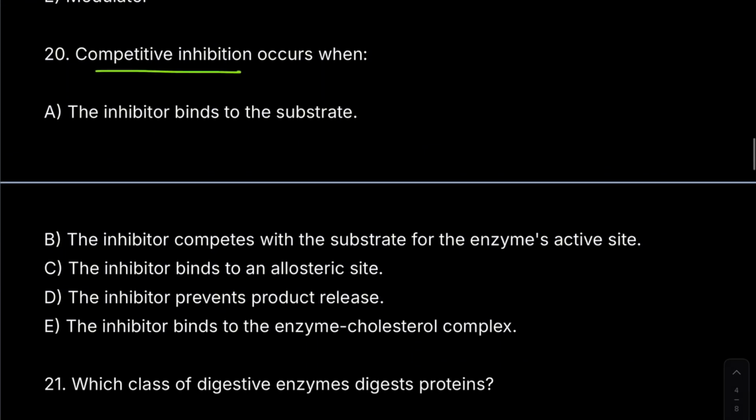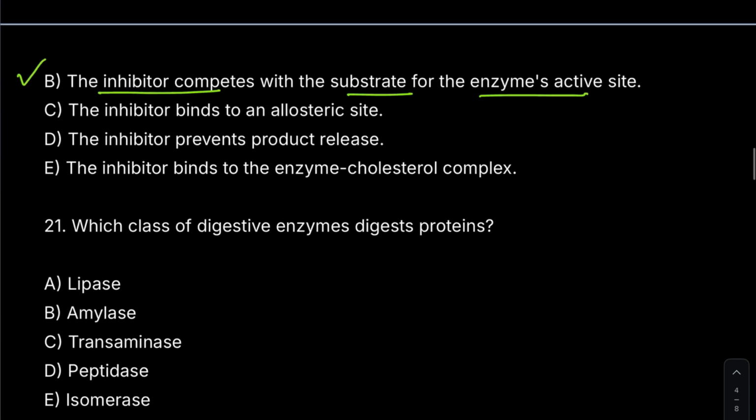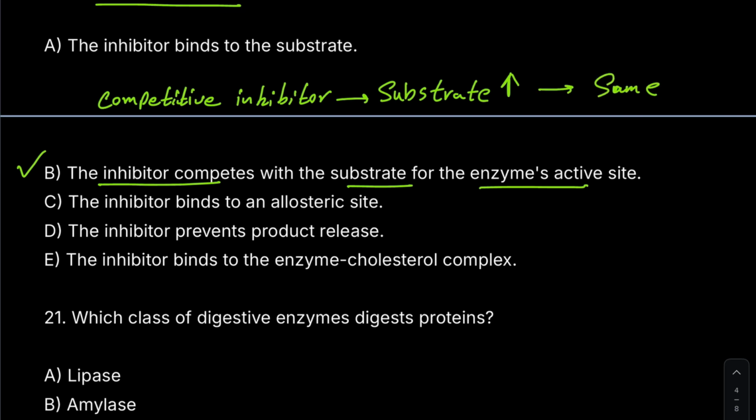So, question number 20. Competitive inhibition occurs when, the correct answer is B, the inhibitor competes with the substrate for the enzyme's active site. Competitive inhibitors resemble the substrate and bind directly to the enzyme's active site. Increased substrate concentration can overcome this type of inhibition because both molecules compete for the same binding site.